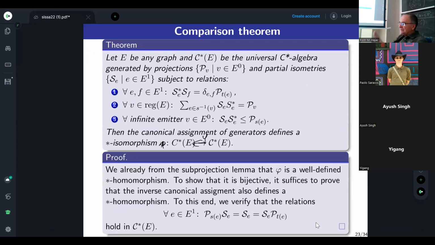I'm not writing it explicitly because it's really boring. I just change fonts. I write that for every edge, calligraphic S_e is mapped to non-calligraphic S_e, and for every vertex v, calligraphic P_v is mapped into non-calligraphic P_v. So I have an obvious bijective assignment on generators, and because I'm talking about universal C*-algebras, all that I need is that this assignment satisfies the ideal of relations. If this is satisfied, then by the universality of the C*-algebra construction, you really have a star homomorphism of the whole C*-algebra.